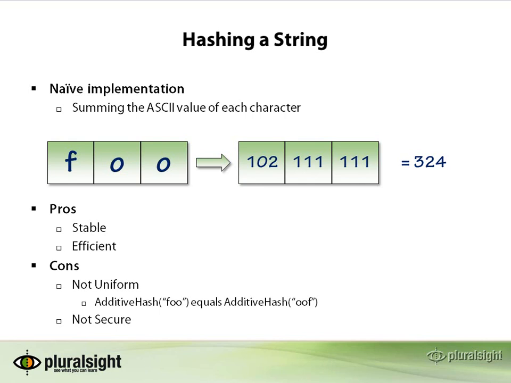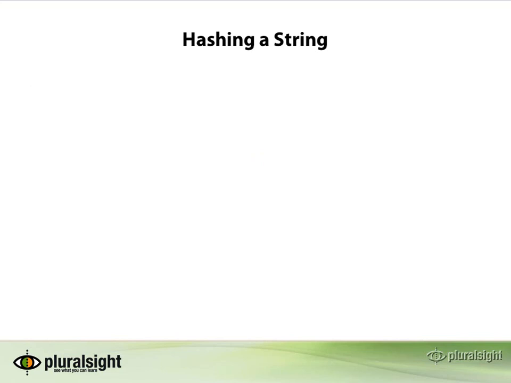And this algorithm is ridiculously not secure. I mean, if you're given the number 324, you can just start pulling out ASCII characters until you find the value you want. There is nothing even remotely secure about this. So it is stable, it is efficient, it's a single pass, it's just integer math, but it's not a good choice. It's about as simple of an algorithm as you can get, though. And what it really demonstrates is there is a very, very simple way to derive an integer value from a string. So let's look at a slightly better algorithm now.